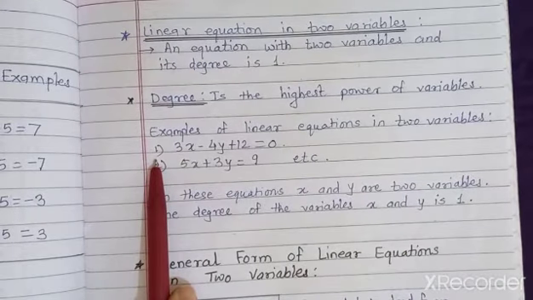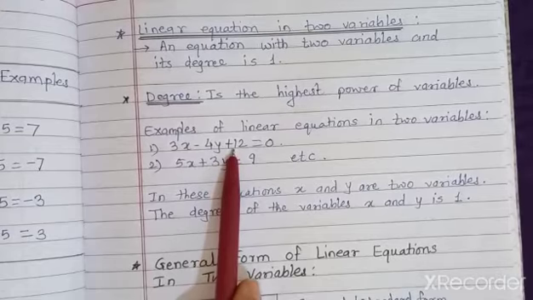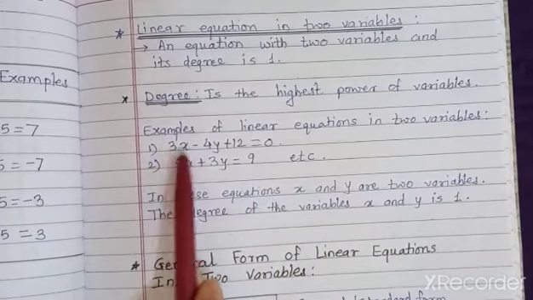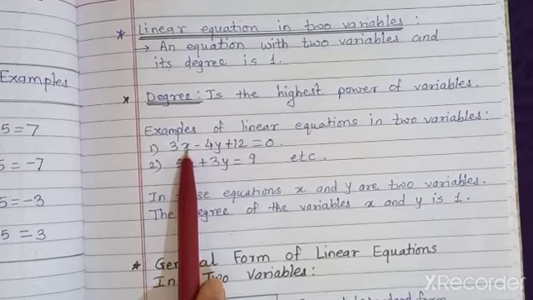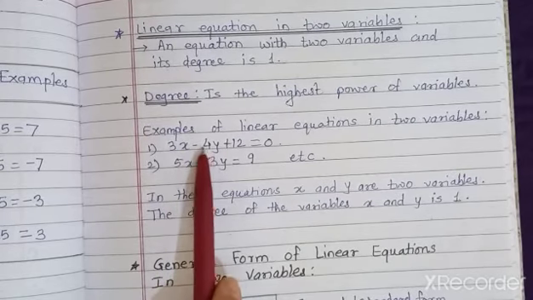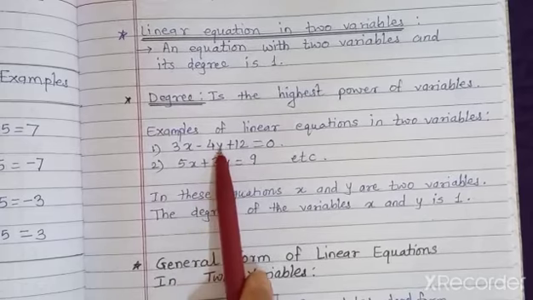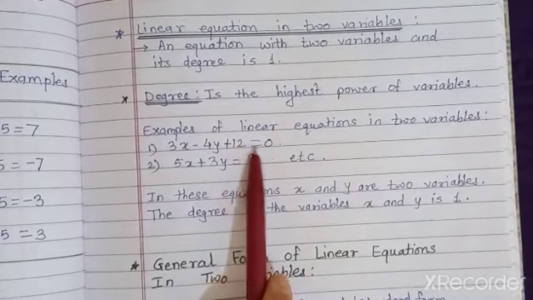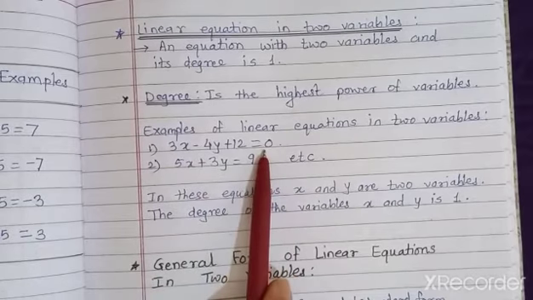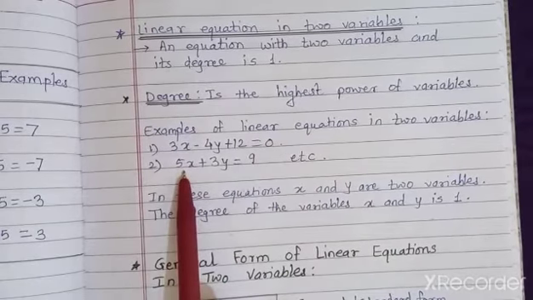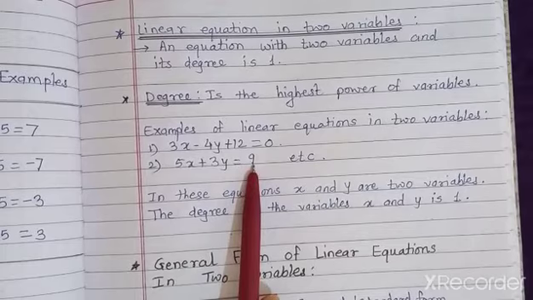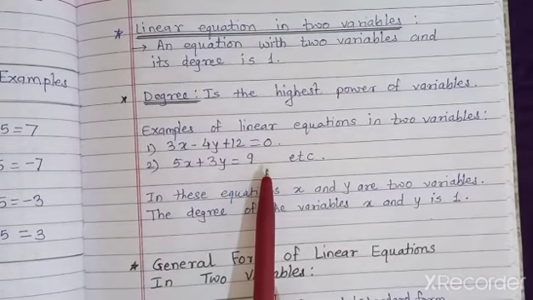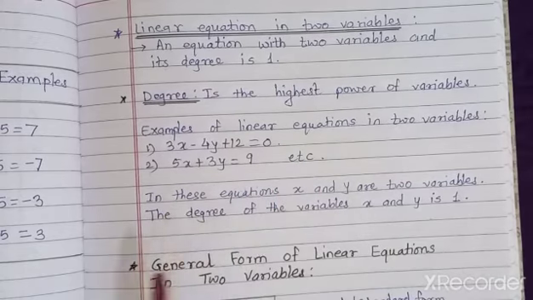Now, examples of linear equations in two variables. Example number 1: 3x minus 4y plus 12 is equal to 0. Here 3 is the coefficient of x, and in the second term, minus 4 is the coefficient of y and 12 is the constant term. It is equal to 0. This is the first equation. The second equation is 5x plus 3y is equal to 9. In this way you can take many other equations.